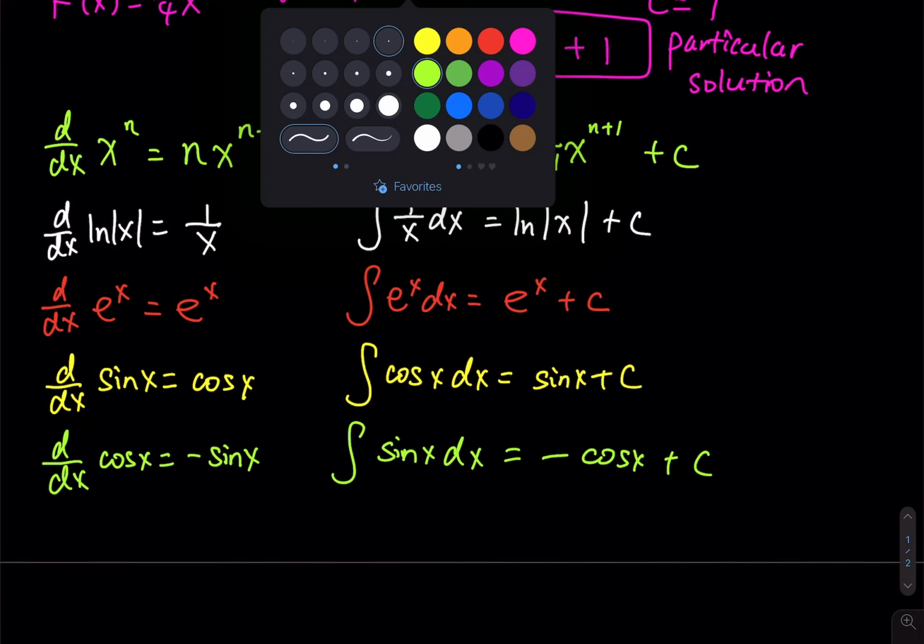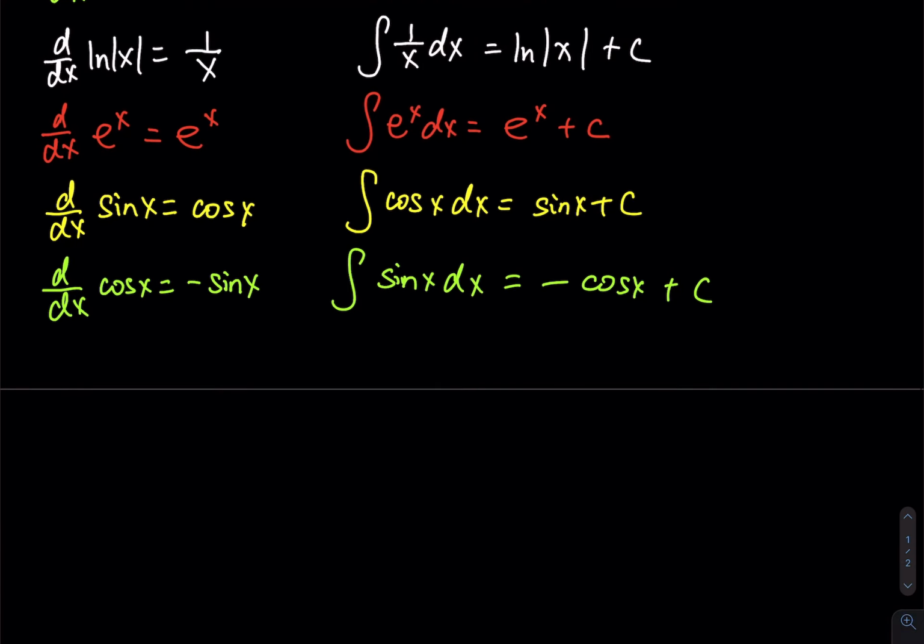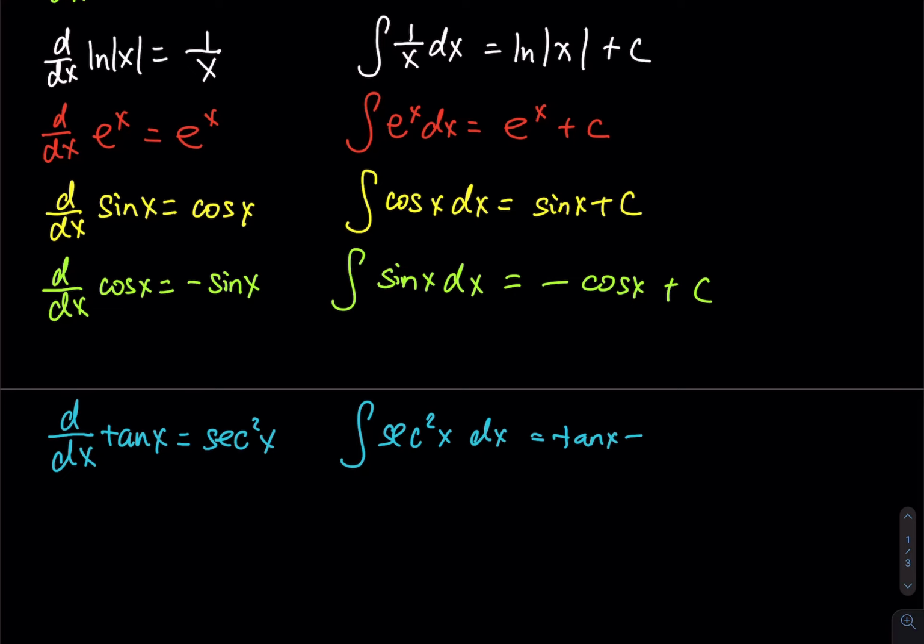And here is another one that you will be using in integral calculus all the time. That is the derivative of tangent x, which is equal to secant squared x. So therefore, the integral of secant squared x dx is equal to tangent x plus c.